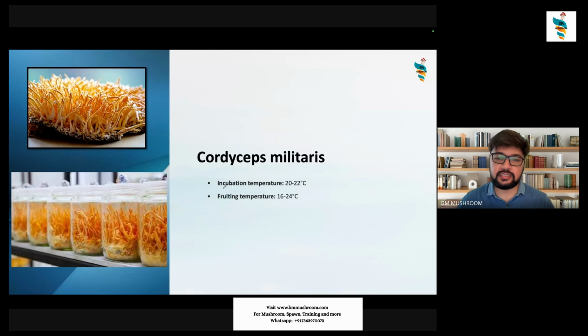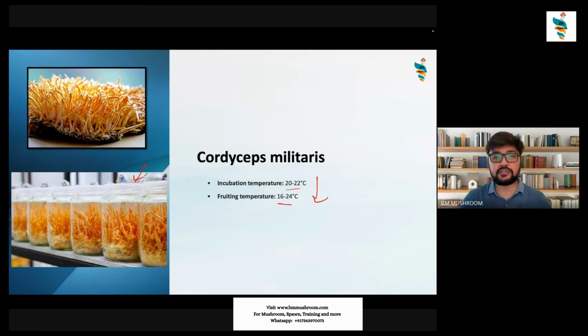Cordyceps militaris mushroom, one of the most in-demand medicinal mushrooms. Its fruiting temperature is around 16 to 24 degrees Celsius, though if you maintain around 22 degrees Celsius, that's better. Incubation temperature is also 22 degrees Celsius. And see, these are just the temperature ranges. This mushroom will grow on several kinds of substrates, especially brown rice or other mixtures. A special kind of substrate is utilized for it.